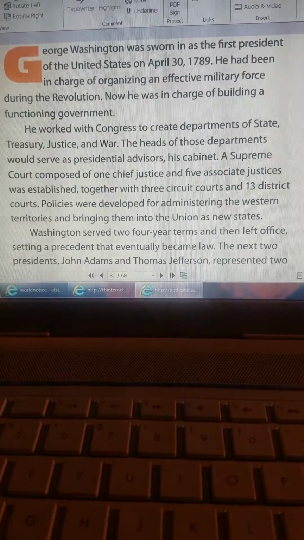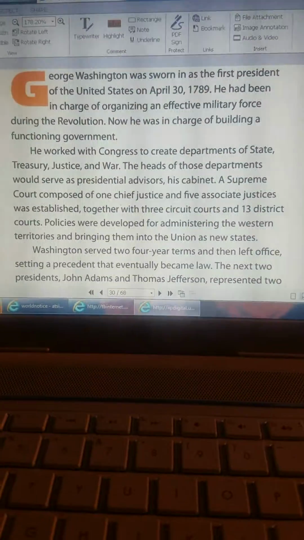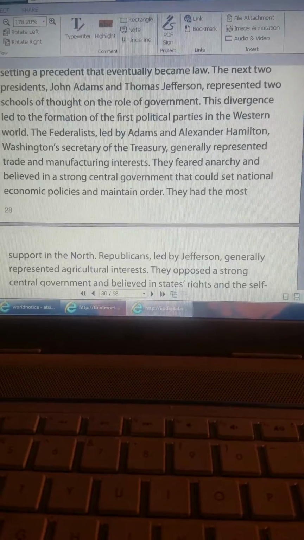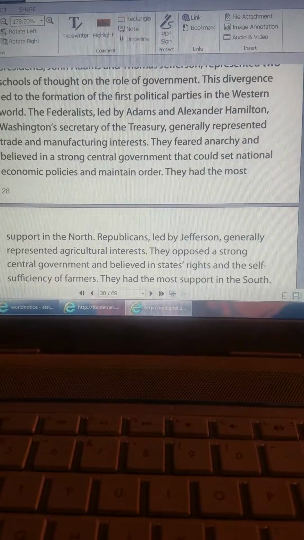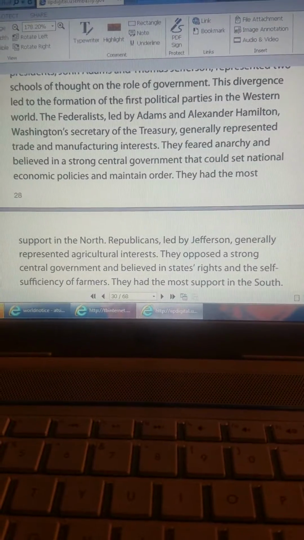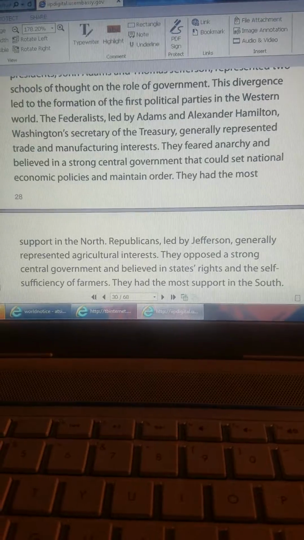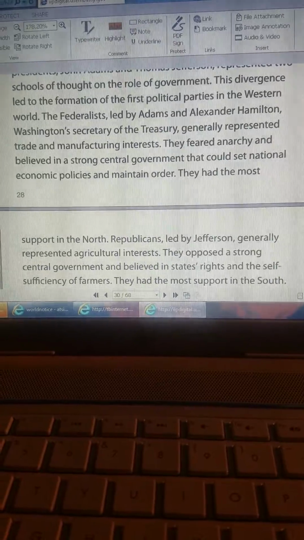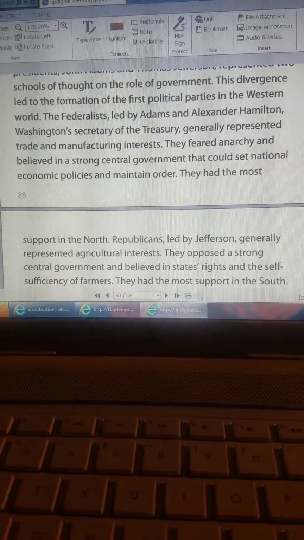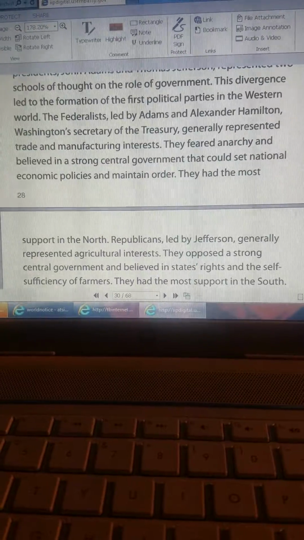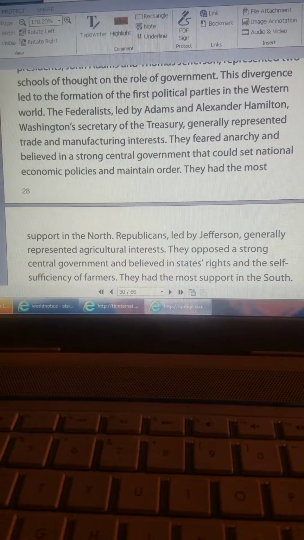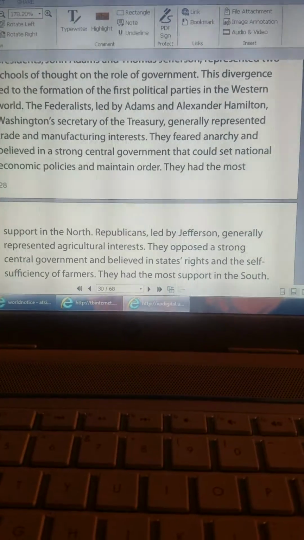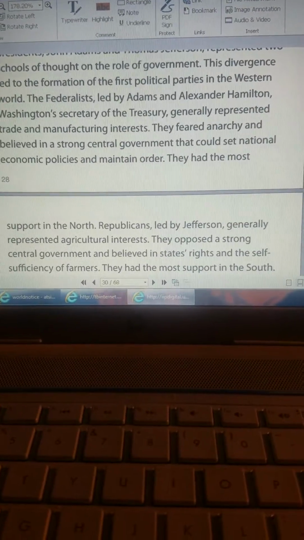The next 2 presidents, John Adams and Thomas Jefferson, represented two schools of thought on the role of government. The divergence led to the formation of the first political parties in the Western world. The Federalists, led by Adams and Alexander Hamilton, Washington's Secretary of the Treasury, generally represented trade and manufacturing interests. They feared anarchy and believed in a strong central government that could set national economic policies and maintain order. They had the most support in the North.